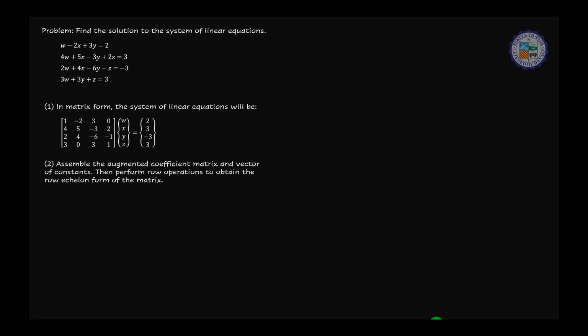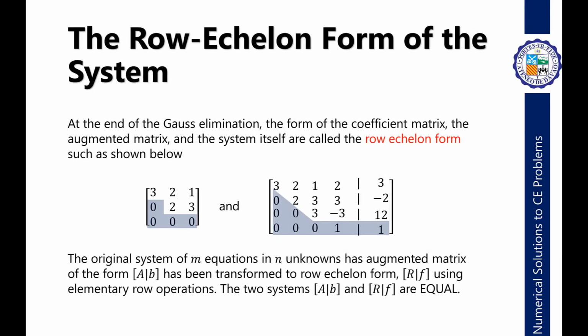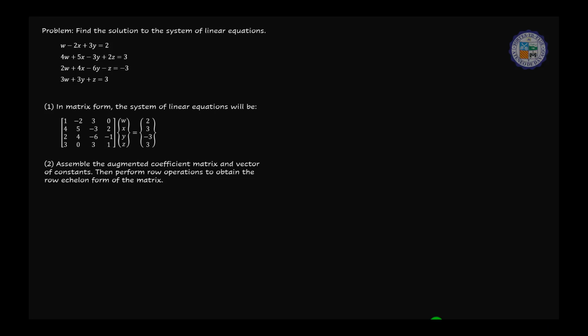For Gauss elimination, we first have to assemble the augmented coefficient matrix and vector of constants. Then we'll be performing row operations to obtain the row echelon form of the matrix. Once the row echelon form is obtained, we can solve the system by back substitution. So this is the augmented matrix, the coefficient matrix and vector of constants.